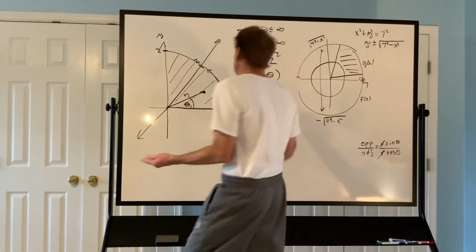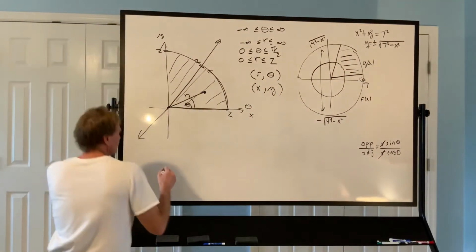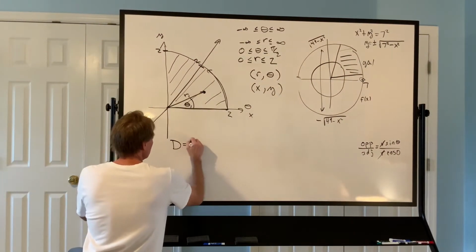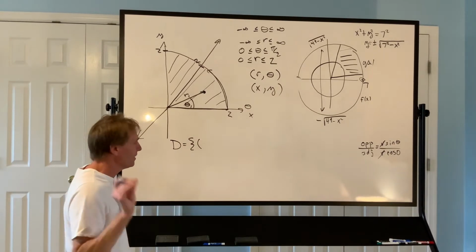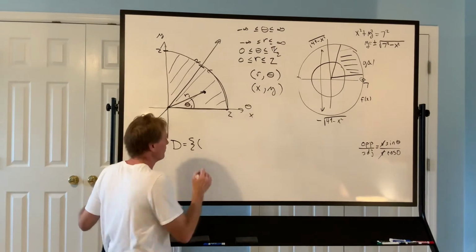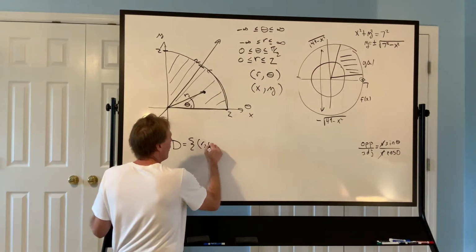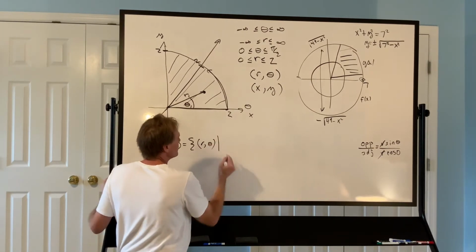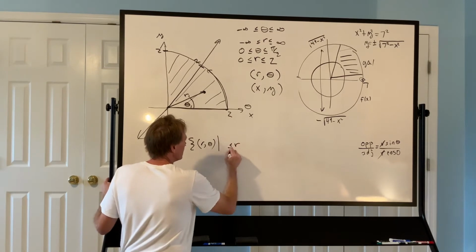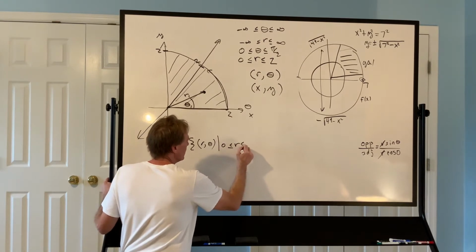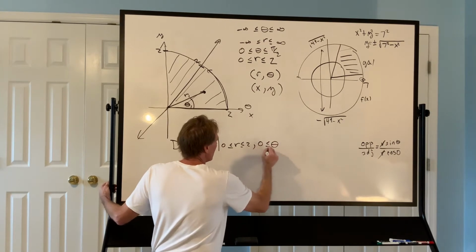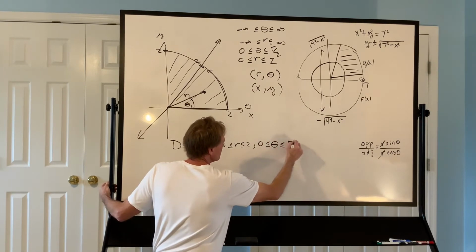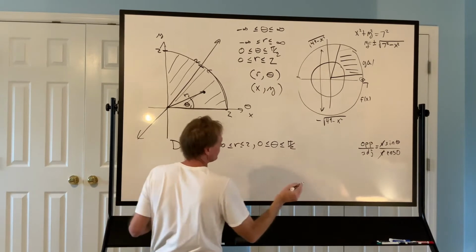The way we would write this is much like we would with our set notation. We would say, let D equal all the ordered pairs, but now, guys, these are polar pairs (r, theta), such that r is running between 0 and 2, and theta is running between 0 and pi over 2.